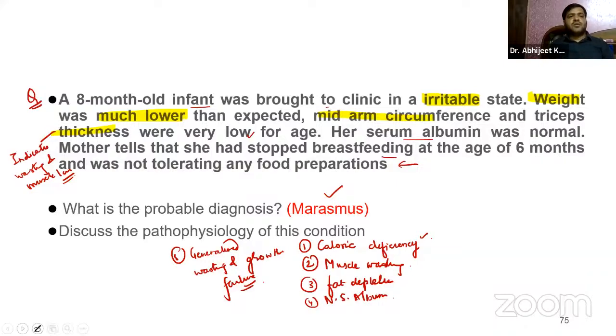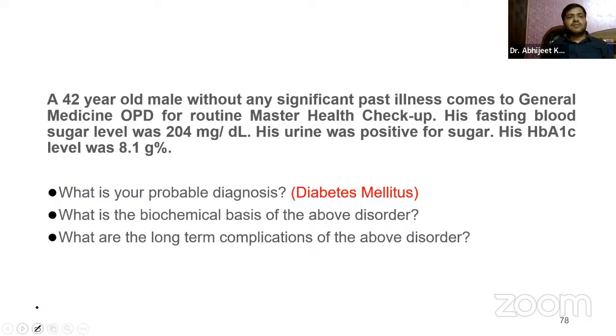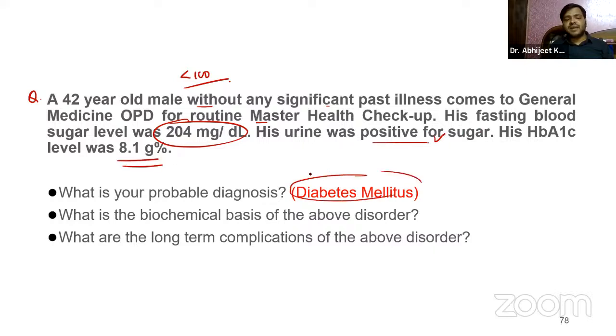Right. Now coming on to the next question, guys. Yes, we have so many cases today. A 42-year-old male without any significant past illness comes to the general medicine OPD for a routine master health checkup. His fasting blood sugar was 204. So obviously it is indicating diabetes mellitus. It should be less than 100. Urine was positive for sugar. HbA1c was 8.1. It is diabetes mellitus, guys, right?